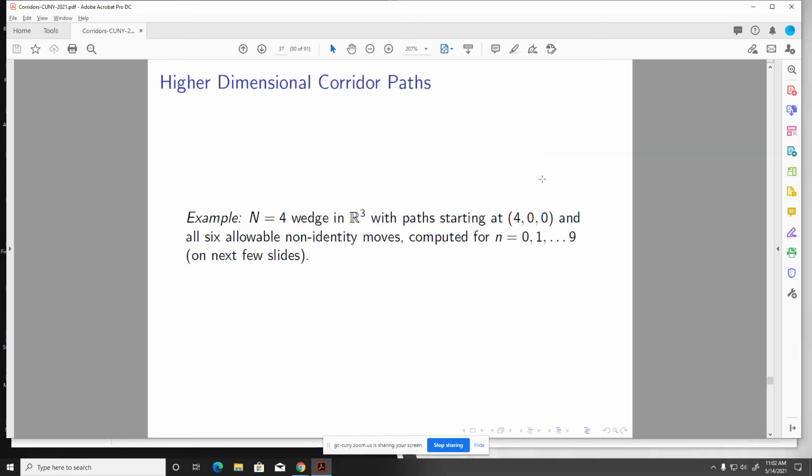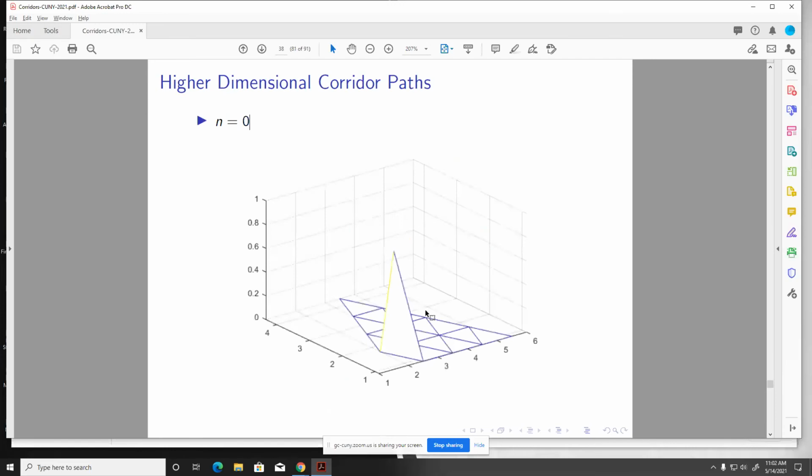And so then finally, let me get to my visual for this wedge in R3. We're going to take our paths at one of the corners, and we're going to allow all 6 of the non-identity moves. So let's see what that looks like. Okay, so there's one path. The value of 1 is indicating the number of paths. There's only one path of length 0 starting and ending at that point. And then that progresses. There's 1 and 1 at points that are nearby in the next step. And that progresses. And again, it's very much like a ripple effect as I go through these slides.